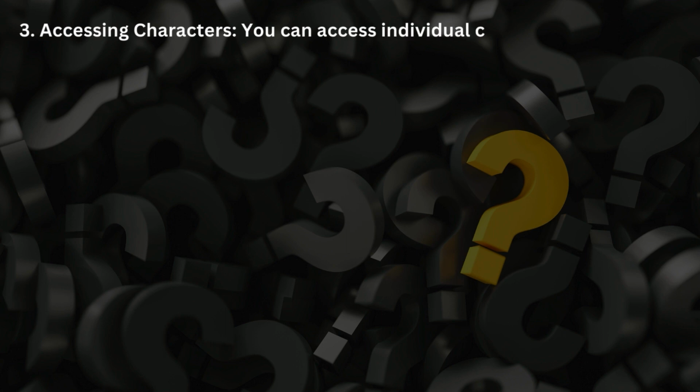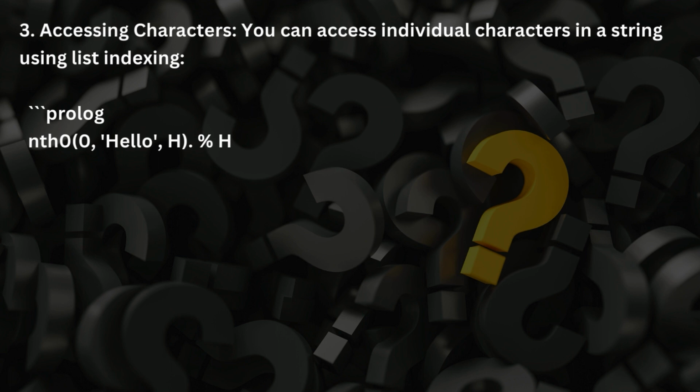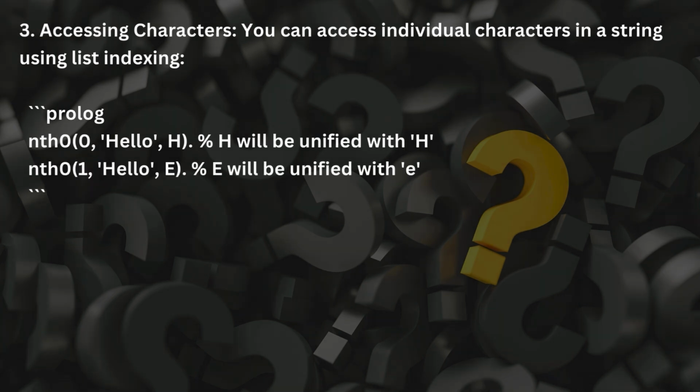Next, accessing characters. You can access individual characters in a string using list indexing. So, how can you write it in Prolog? nth0(0, hello, H). Percent, H will be unified with H. nth0(1, hello, E). Percent, E will be unified with E.